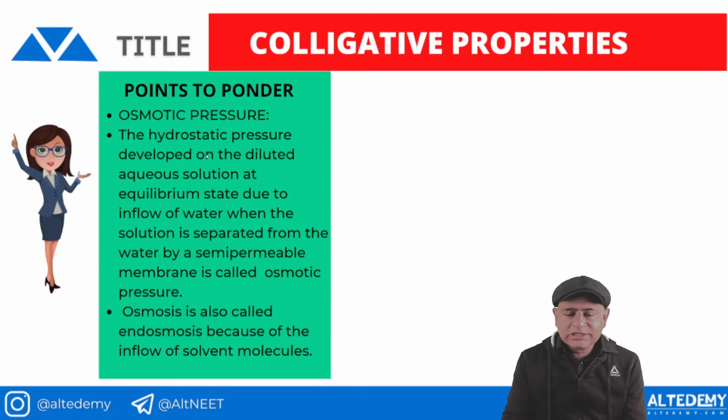The hydrostatic pressure developed on the diluted aqueous solution at equilibrium state due to inflow of water, when the solution is separated from the water by a semi-permeable membrane, is called osmotic pressure. And osmosis is also called endosmosis because of the inflow of solvent molecules.